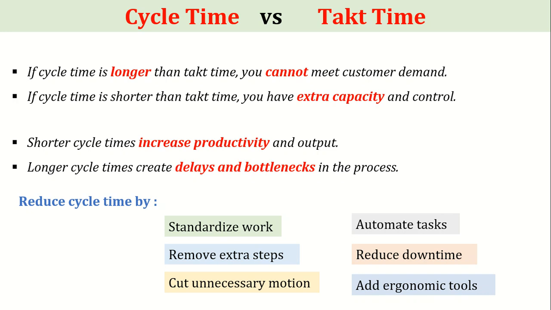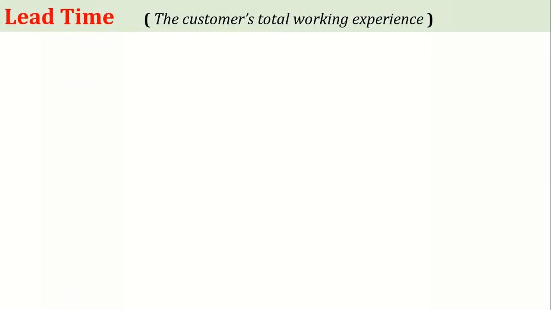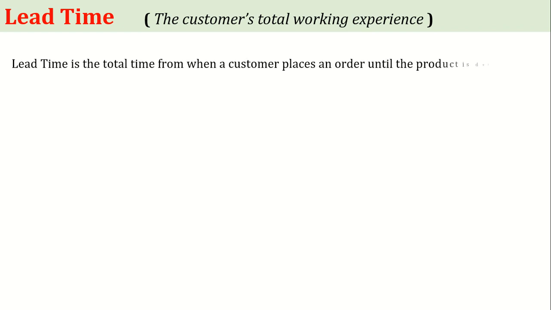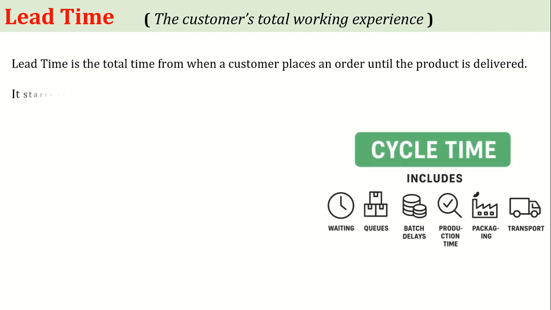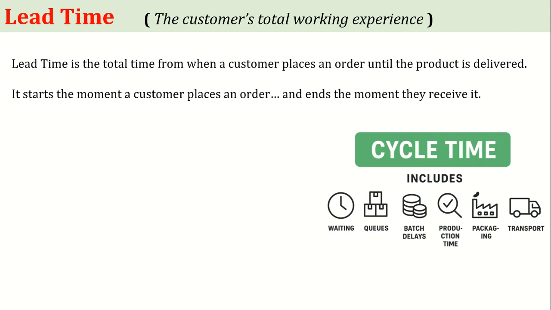In the end, we have lead time. Lead time is the big picture view. Lead time is the total time from when a customer places an order until the product is delivered. It starts the moment a customer places an order and ends the moment they receive it. It includes waiting, queues, batch delays, inspection time, production time, packaging, transport, everything. If a customer orders on Monday and receives their product on Friday, the lead time is 5 days.